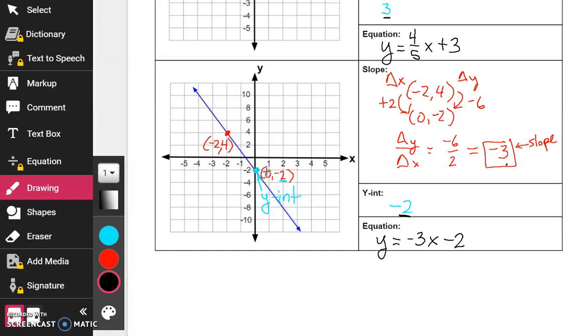Okay, that's how you do slope-intercept form from graphs. Find the slope, change in y divided by change in x. Then find your y-intercept. Where does it cross the y-axis? What's that y-coordinate? And then put it all together.